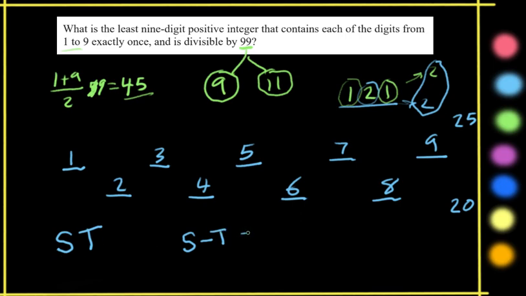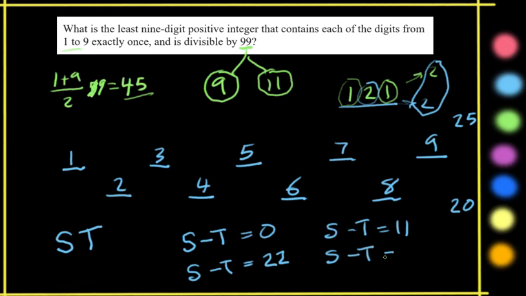So we could have s minus t equals 0. That's one possibility. Or we could have s minus t equal 11. Or we could have s minus t equal 22. Or we could have s minus t equal 33. We can't go up to 44 because there's only 45 total. We're not going to have 45 and 1 because we've got more than one number that we're adding up here. So let's just consider these.